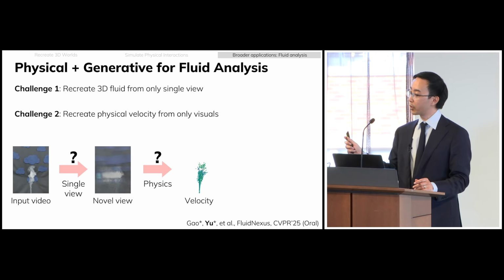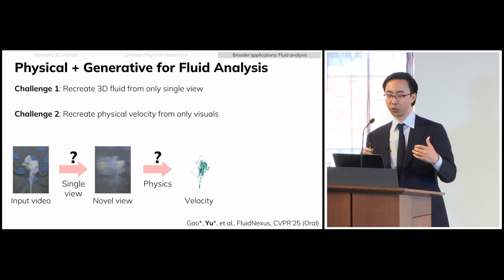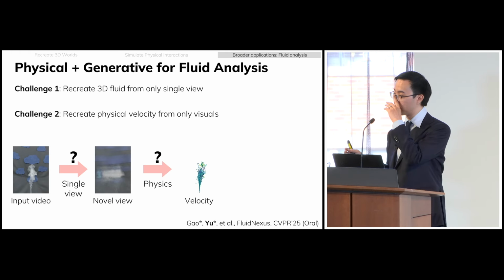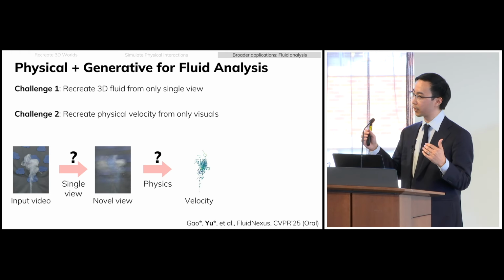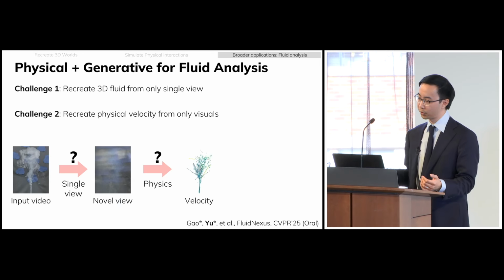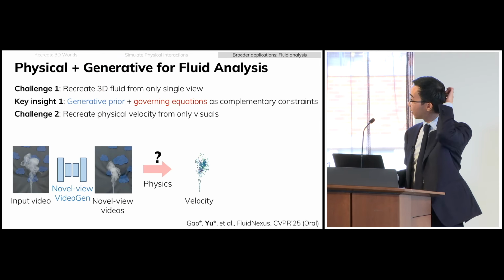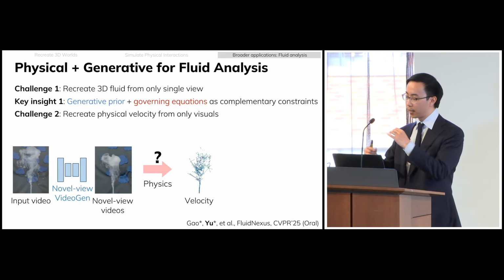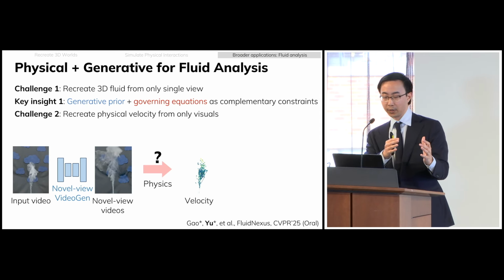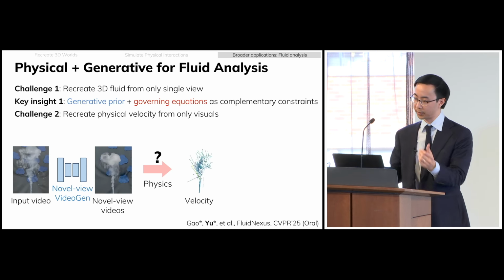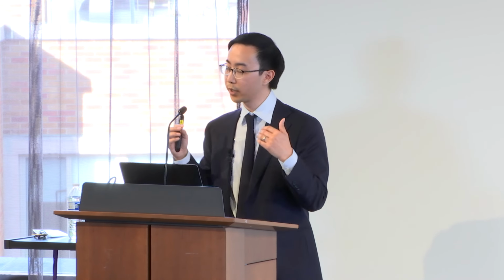The key insight to address the first challenge is that we can leverage both the visual prior from generative learning and the governing equation from physical modeling, so that they can serve as complementary constraints to regularize this ill-posed problem. Concretely, we train a novel view video generator to synthesize multiple novel view videos that are synchronized with the input video. This provides a constraint over how the reconstructed fluid should look from different viewpoints.